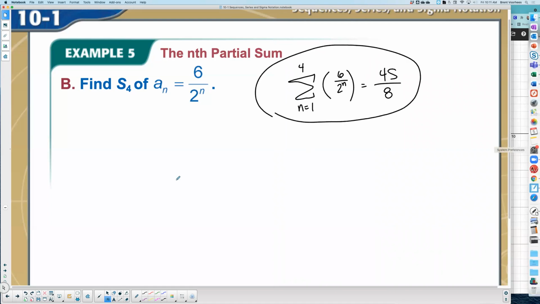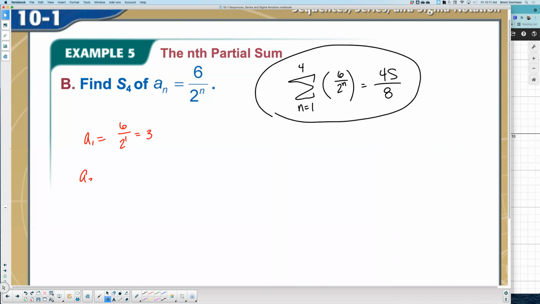Again, what the calculator did is it took the first term, which when you plug in a 1, it'd be 6 divided by 2 to the first, which is 6 divided by 2, you get 3. And then it plugs in a 2. So 6 divided by 2 squared, that's 4. So it'd be 6 over 4 or 3/2. A 3 would be 6 over 2 cubed. That's 8. So 6 divided by 8 is 3/4.